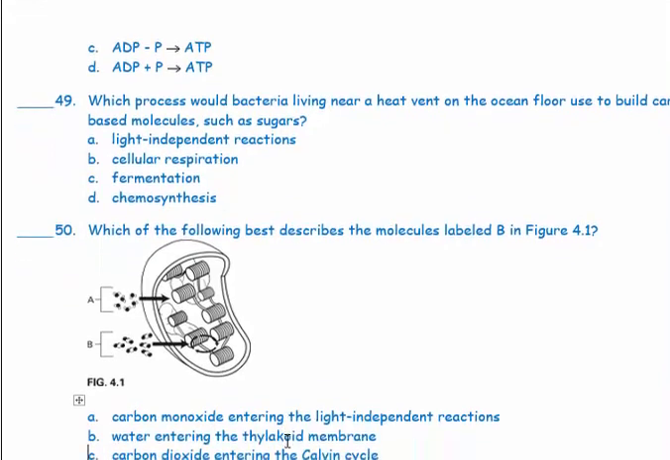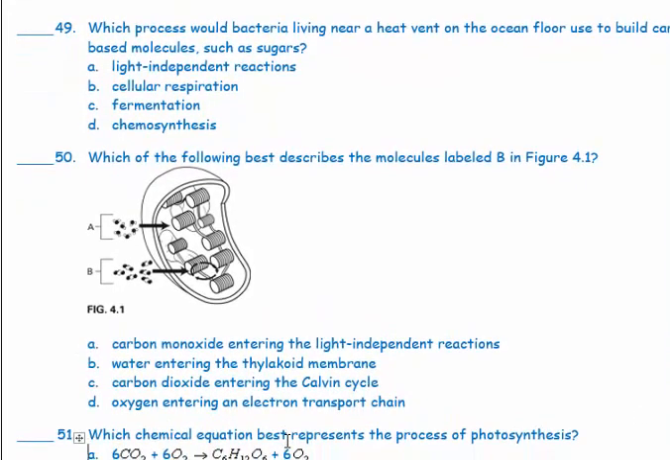50. Which of the following best describes the molecules labeled B in figure 4.1? Look at these molecules which are labeled B, and they are going to enter into the thylakoids. The molecules that are labeled B, this is carbon dioxide entering the Calvin cycle. Okay. So we're going to stop here, and then we're going to continue solving the questions starting from 51 in the next video.